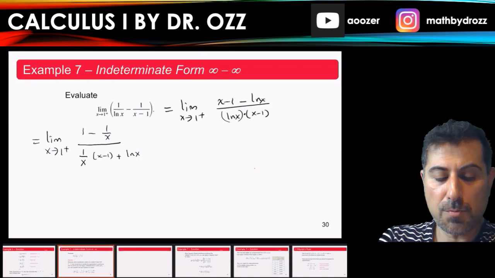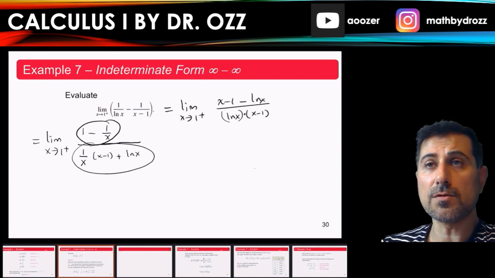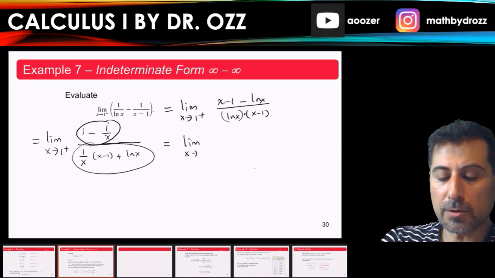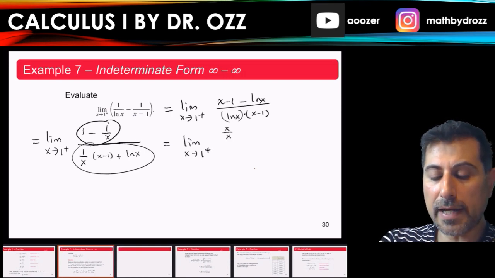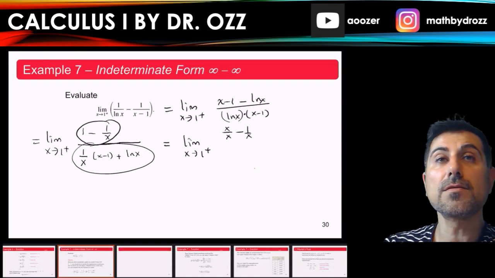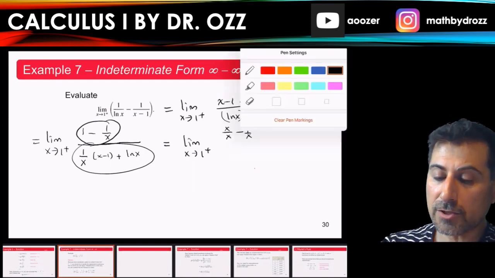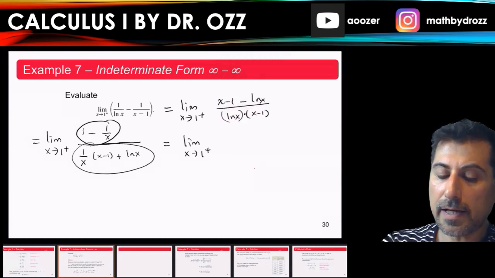So at this moment, I still have this term and this full chunk here. So why don't we convert them to full fractions? The top term can be rewritten as x over x minus 1 over x, so that I can combine these two into one fraction. Okay, so it becomes x minus 1 over x.